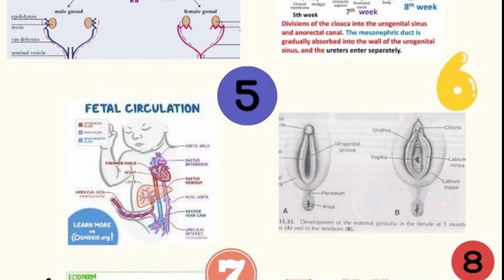The fifth image is about the fetal circulation. What you need to remember is about the human umbilical cord. It consists of 2 umbilical arteries and 1 umbilical vein. The vein carries the oxygenated blood, whereas the arteries carry the deoxygenated blood. About 80% oxygen saturation is present in the umbilical vein. The highest oxygen saturation is present in the umbilical vein.